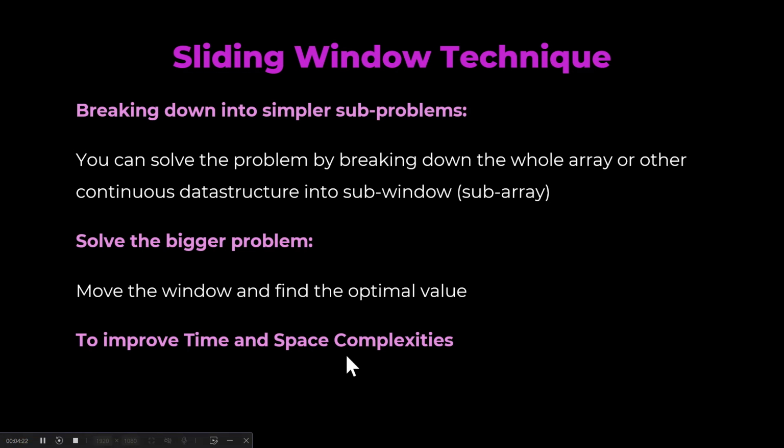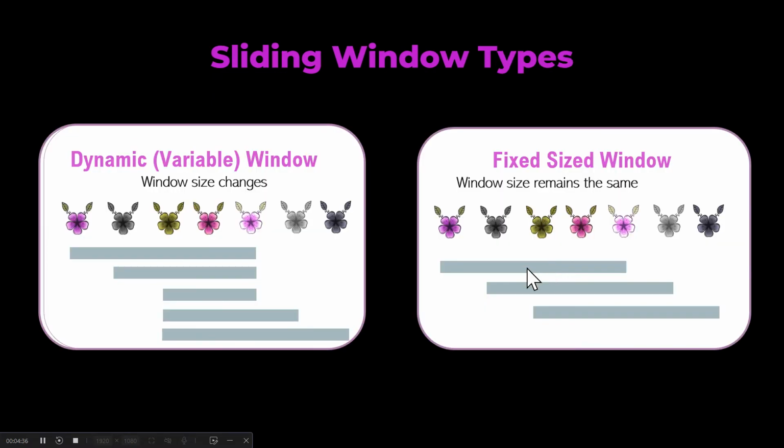If you have solved this problem or watched the video about the brute force approach, you will understand why we need to optimize the time complexity for this particular problem. In sliding window, there are two types. The dynamic variable window, where the window size can change. The window can shrink from the front. I'm going to call the window's ends left and right.